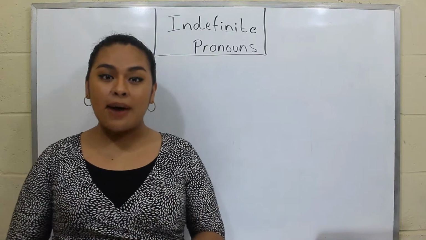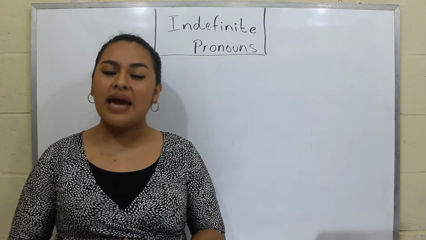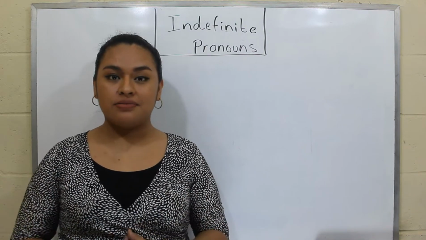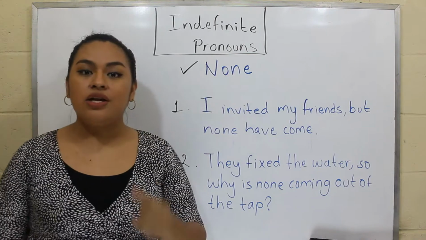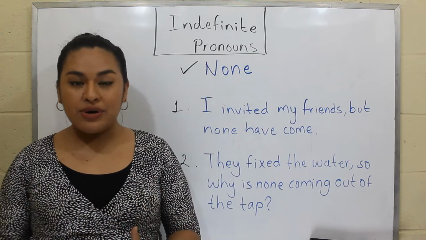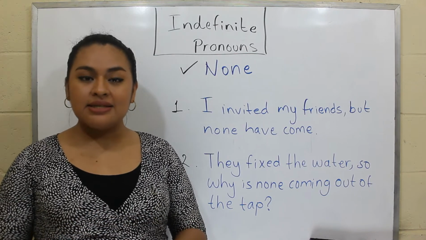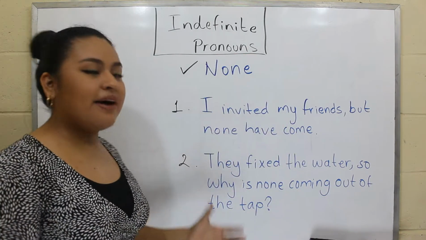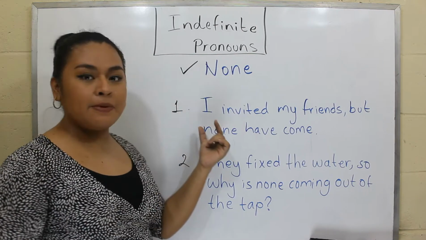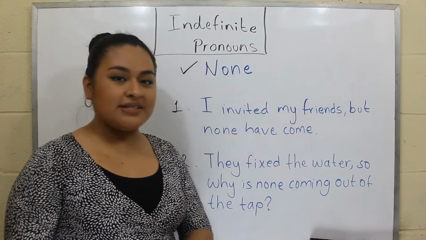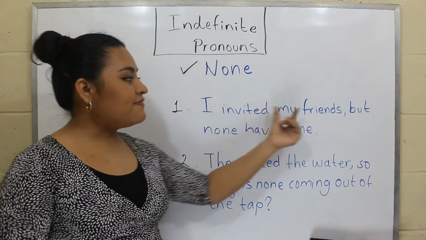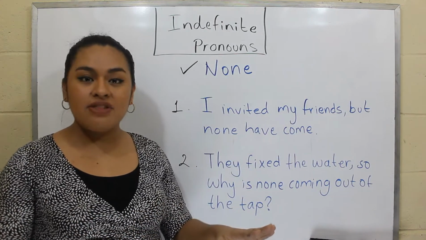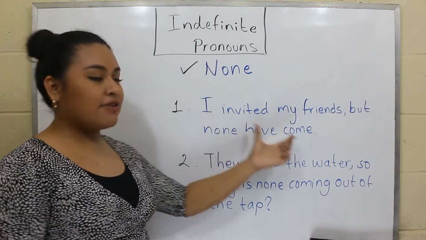Okay, now let's talk about some indefinite pronouns that can be singular and plural. Let's start by talking about none. None is a singular and plural indefinite pronoun that means not any. And here we have 2 examples. The first example says, I invited my friends, but none have come. This example means that I invited my friends, but not any of them, not any friend, has come.